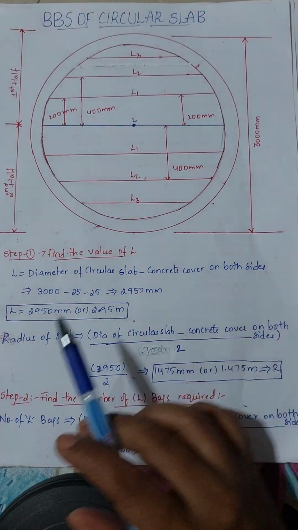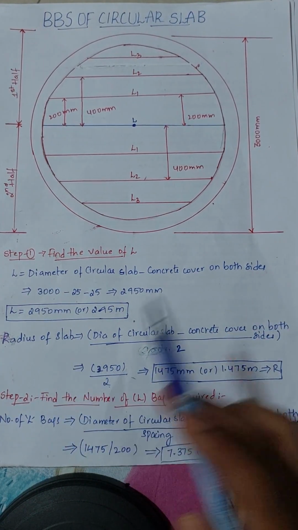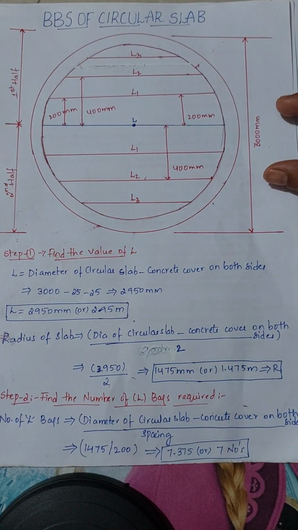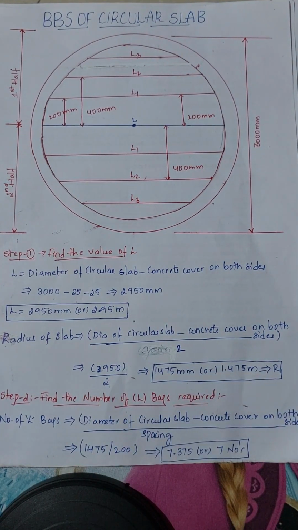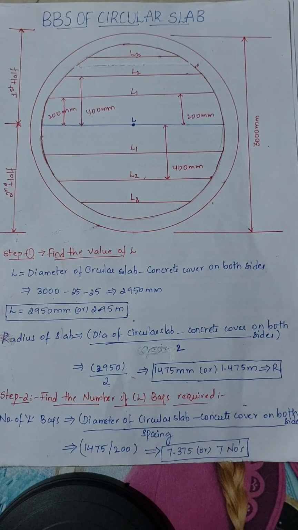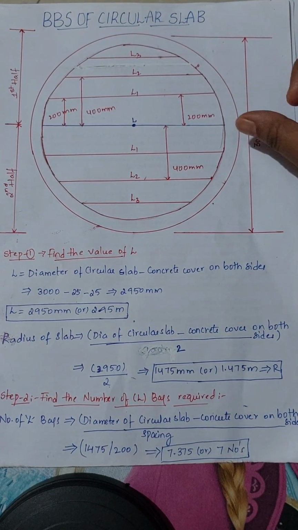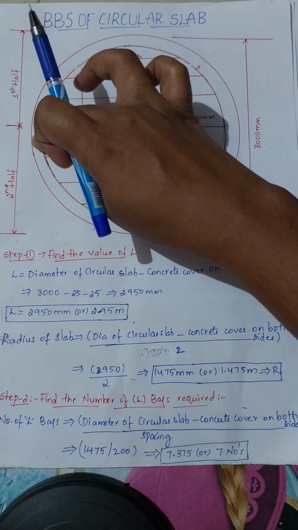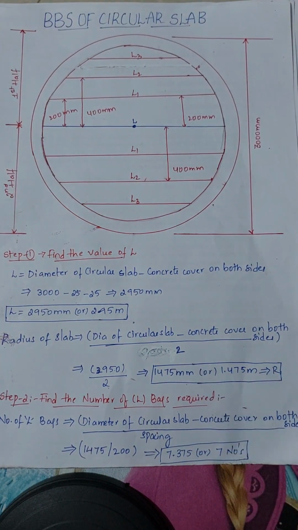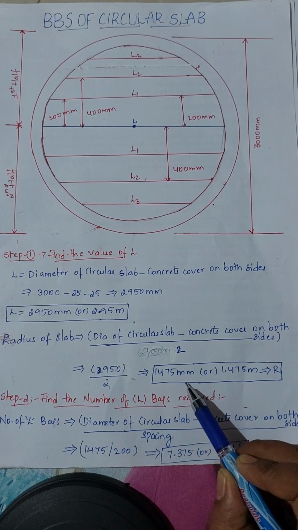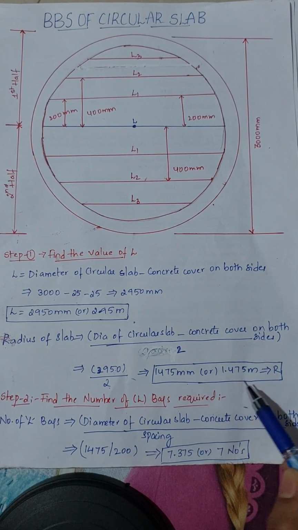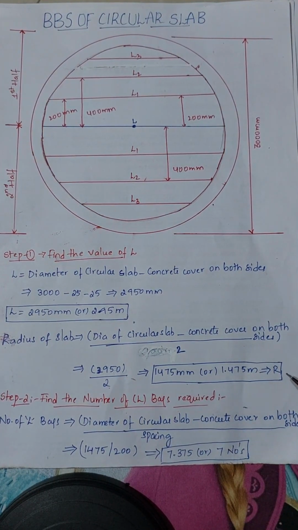Now we have to calculate the radius of the slab. As we know the diameter of the circular slab, we can easily find the radius. Here you can see the diameter of the circular slab minus 25 on this side and 25 on this side, divided by 2. So we will get the radius of the slab as 1475 mm or 1.475 meters. So this is the radius.